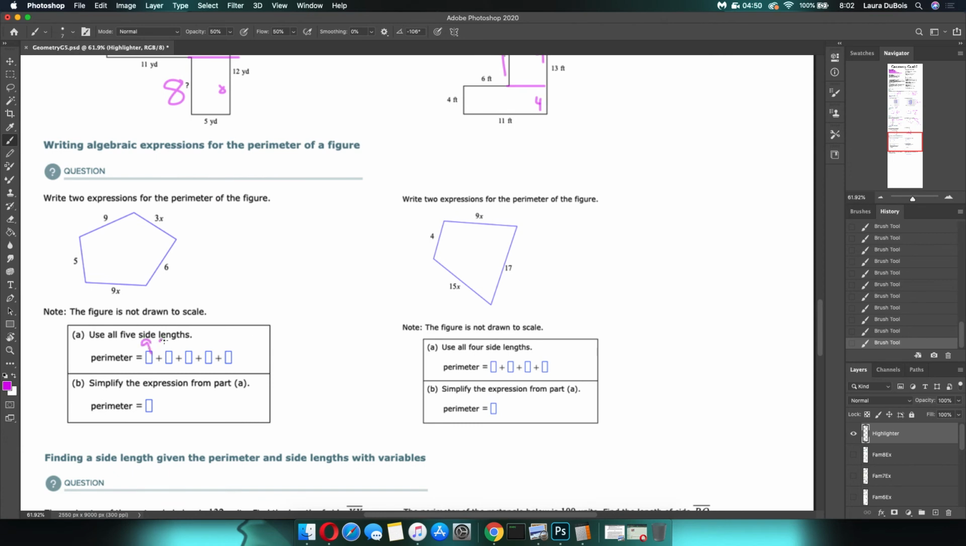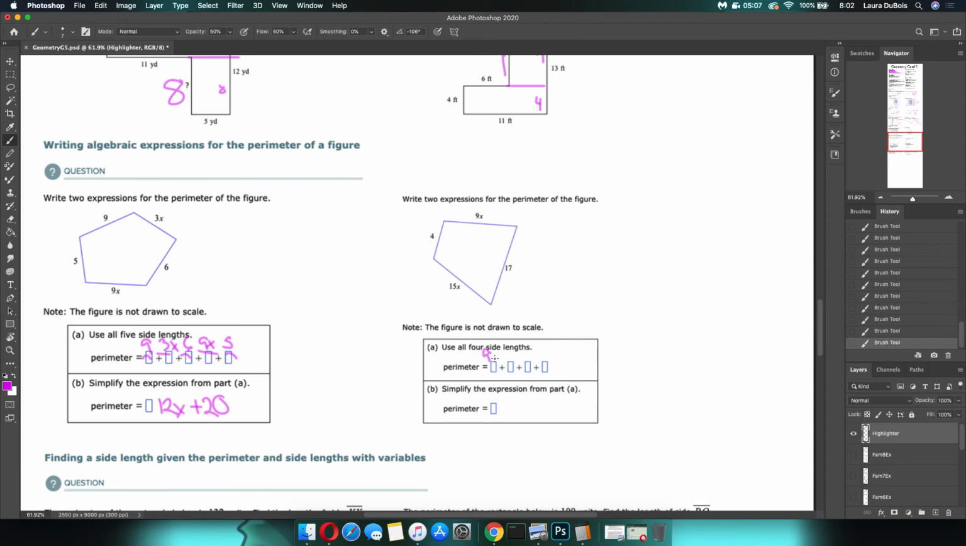So 9, 3x, 6, 9x, and 5. And now we just combine like terms. So 3 and 9 is 12x. 9, 6, and 5 is 20. That's all you're doing.